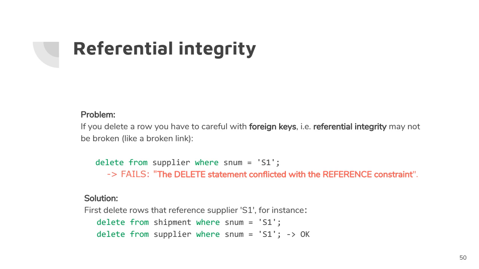So if you try to delete it, then it will say something like delete statement is in conflict with the reference constraints or the foreign key constraints. And so one option would be to first remove from shipments all the shipments where S1 is the supplier, and then if there are no more references to that supplier, you can safely delete it. So that's a two-stage process to delete it that you might want to do.